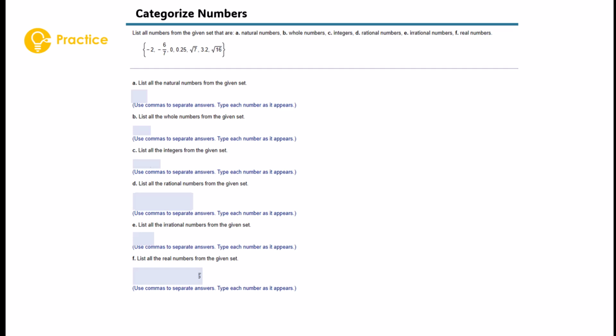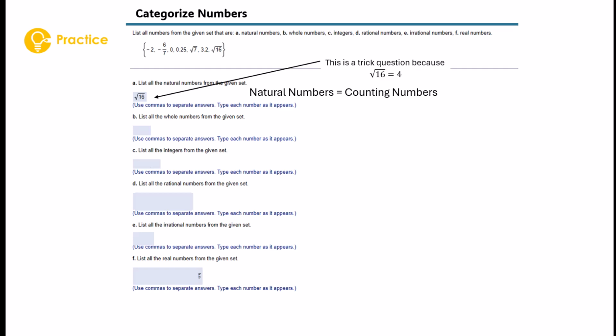Here's our set of numbers. For A, we want to find the natural numbers. Now remember, natural numbers are our counting numbers. In this set, that would be the square root of 16. What? Yeah, another trick question. The square root of 16 is 4, and yeah, 4 would be a counting number.